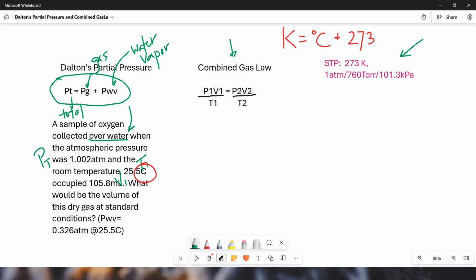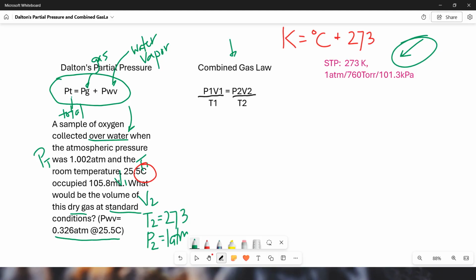So let's continue here. It says, what will be the volume? So that's going to be volume 2 of this dry gas. So we want just the oxygen gas at standard conditions. So STP means that temperature 2 is going to be 273, and pressure 2, look here, is going to be 1 atmosphere. And I'm getting both these values up here for the values that we know exist at standard temperature and pressure for gas.